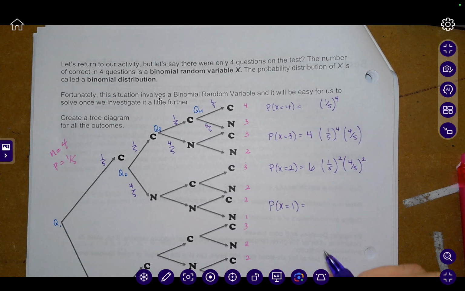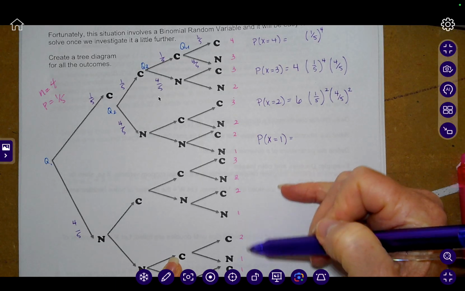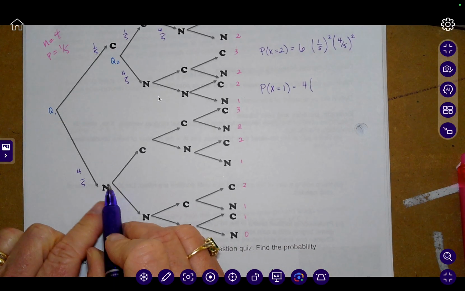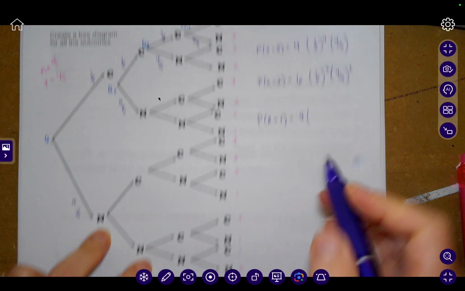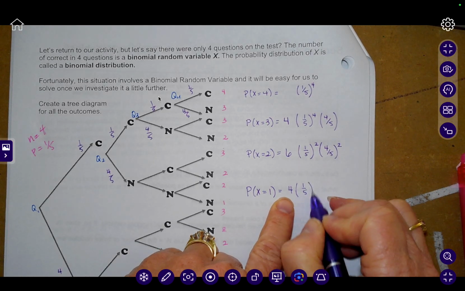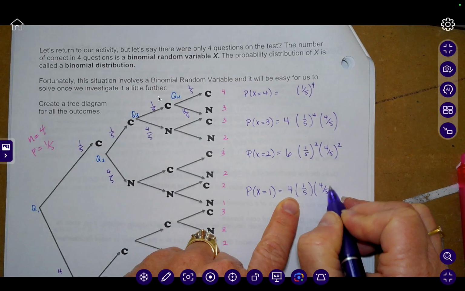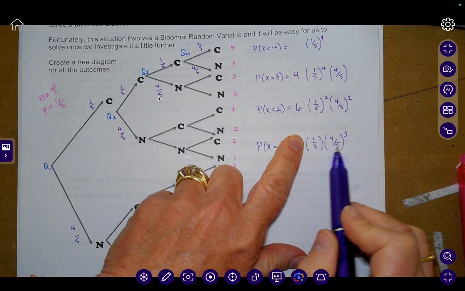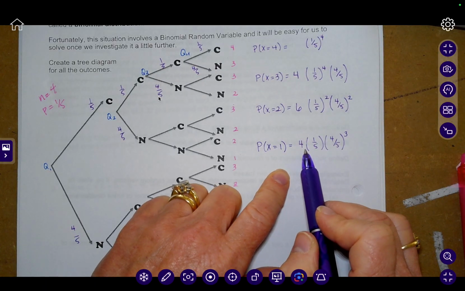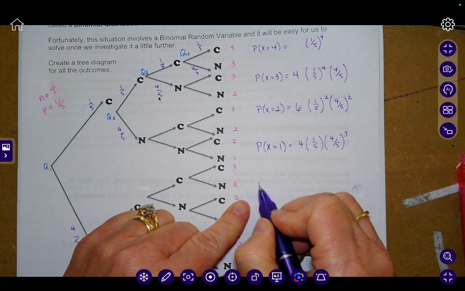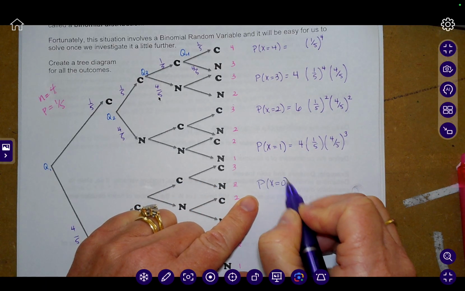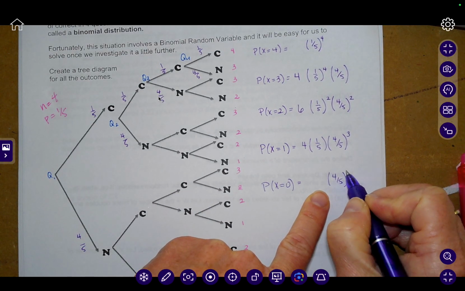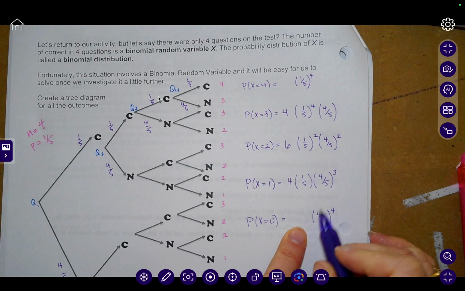So X equals 1 happens 1, 2, 3, 4 times. Again, if I look at one of these paths, you can see I only have 1 correct, so it's only 1/5, but then there's 3 that are wrong. One given path is just this probability, but it occurs 4 times, so that's why I'm putting a 4 in front of it. And none of them correct is what happens at the bottom, and that is just 4/5, and yes, I intentionally left that space there. It's 4/5 to the 4th.